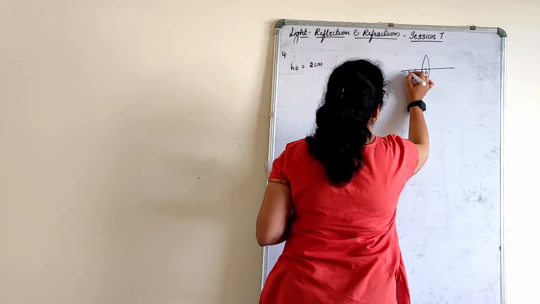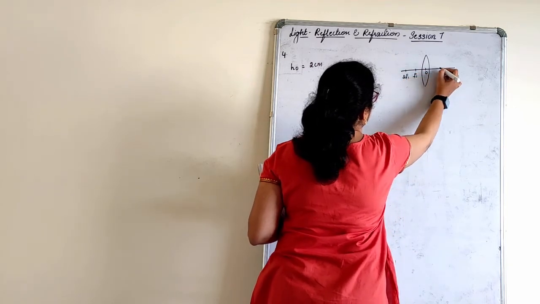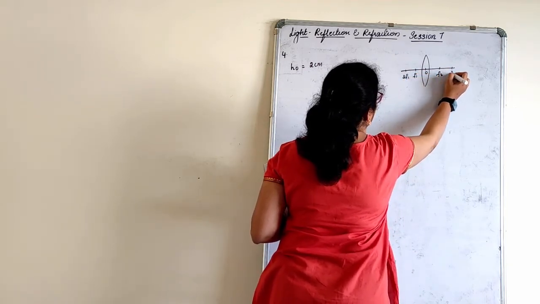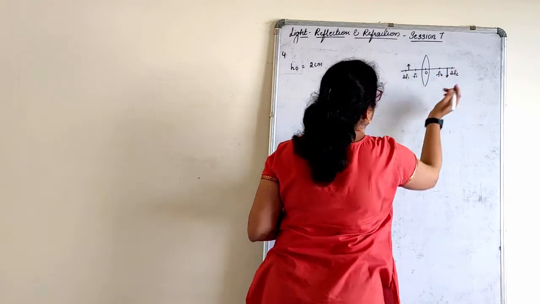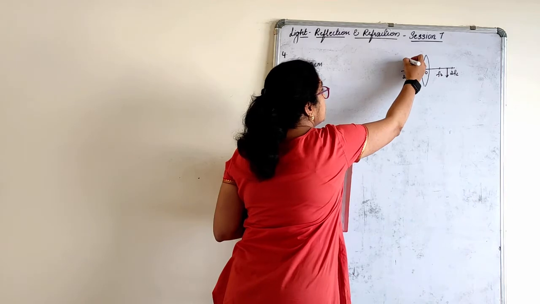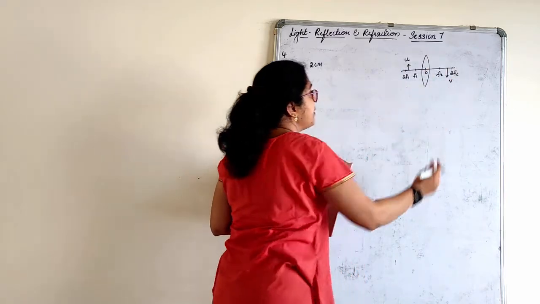Let's quickly have it. O, F1, 2F1, F2, 2F2. Just draw here and draw here. That's enough. So this is U and this is V.